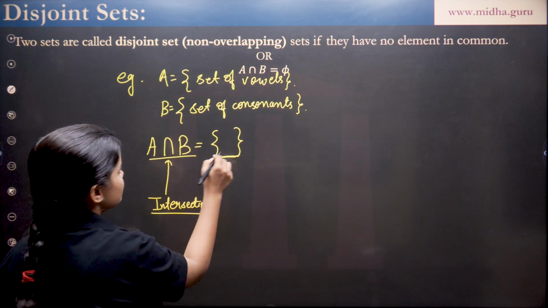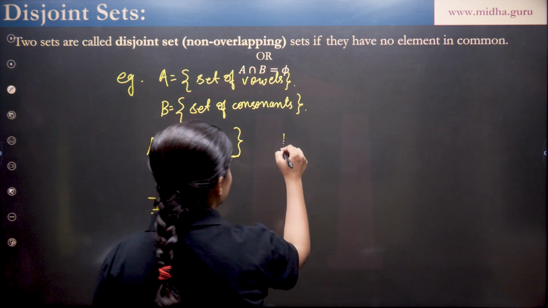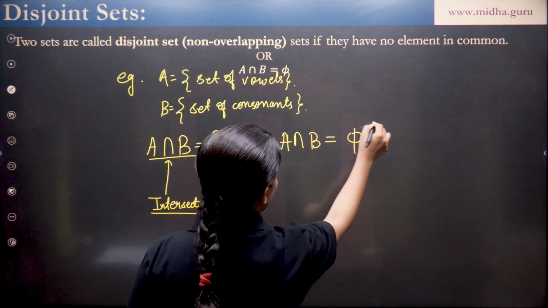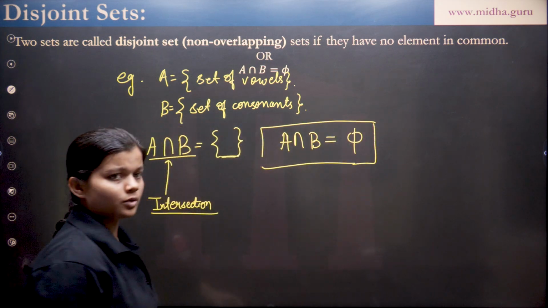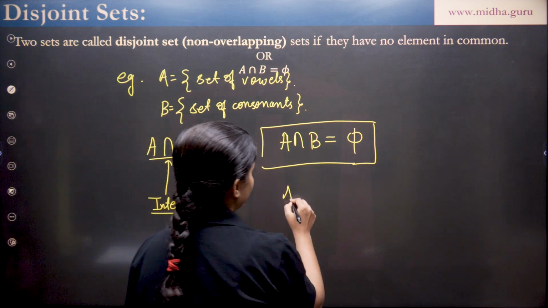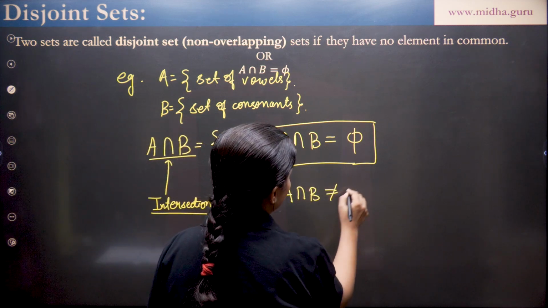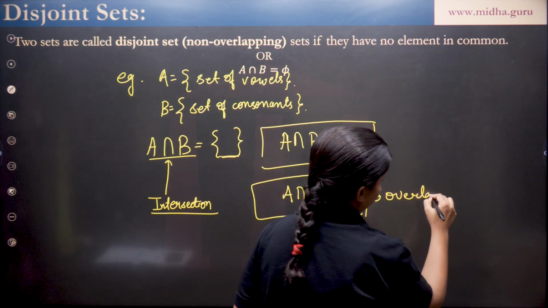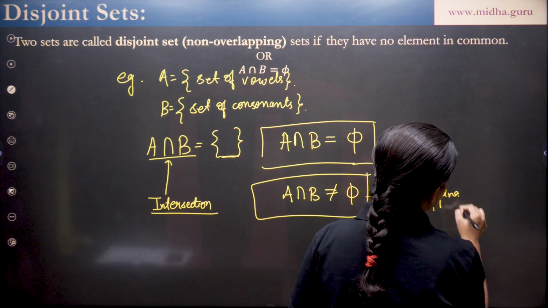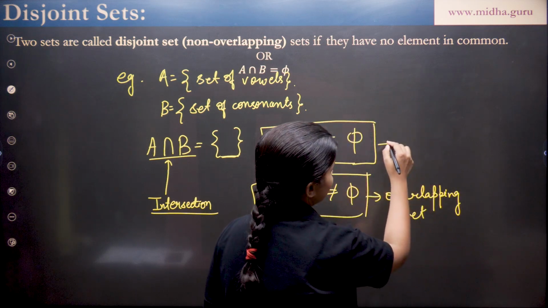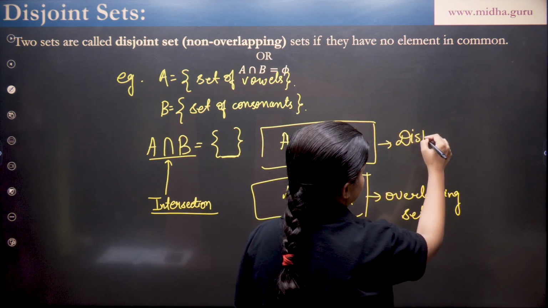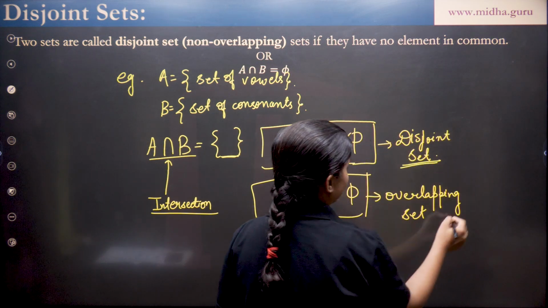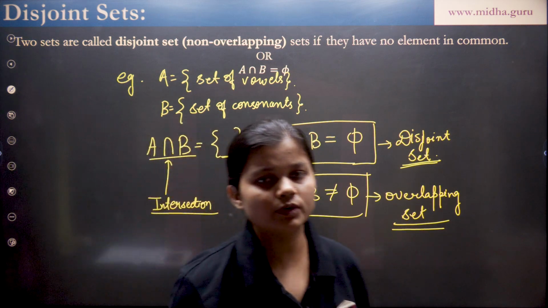So A intersection B is the empty set. So in disjoint sets A intersection B is equal to the empty set. This is the condition for disjoint sets, and in overlapping sets A intersection B is not equal to the empty set. This is the condition for overlapping sets and this is for disjoint sets. I hope this is clear. Disjoint sets and overlapping sets are clear.